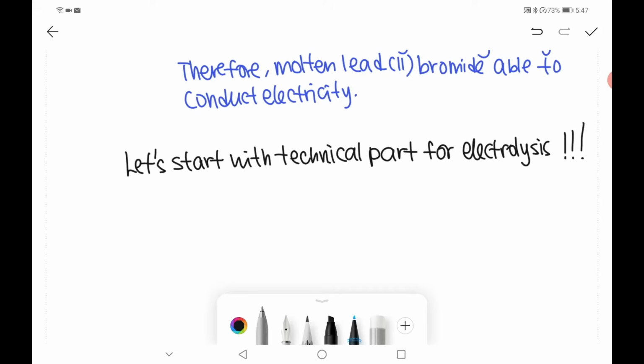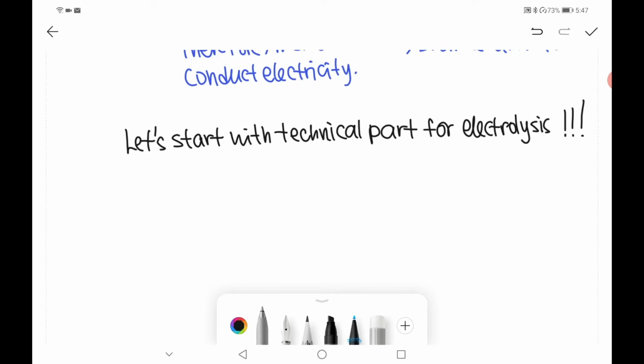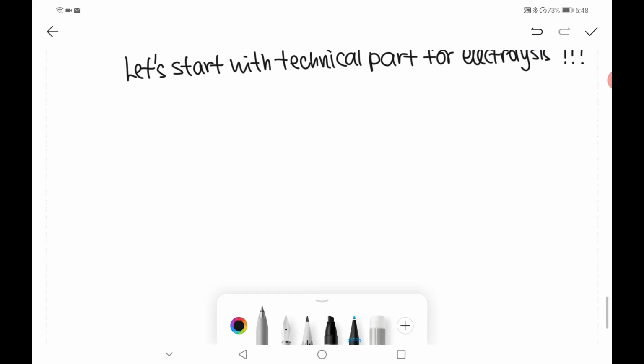So I will show you some strategy first. I'll teach you the strategy, what you need to know for electrolysis, one by one. Then we will use a few examples to demonstrate how it works. So let me talk about the strategy first: what you should do whenever you have an electrolysis question. Follow my strategy step by step.